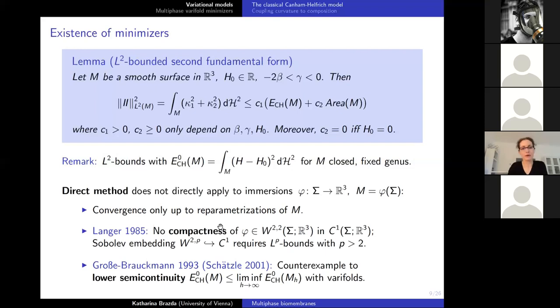So compactness is not so straightforward, and also lower semi-continuity can fail, because there is an example by Große-Brauckmann, which has also been elaborated in Schätzle, showing failure of lower semi-continuity, even with varifold convergence, which is the very general convergence I will explain in a moment. Basically, what they have found is a sequence of surfaces with constant mean curvature equal to 1, such that this term is 0, which converges to a plane with multiplicity 2, such that the limit energy is not 0. So this is a counterexample. So with the Canham-Helfrich energy, it's not so easy to find solutions.